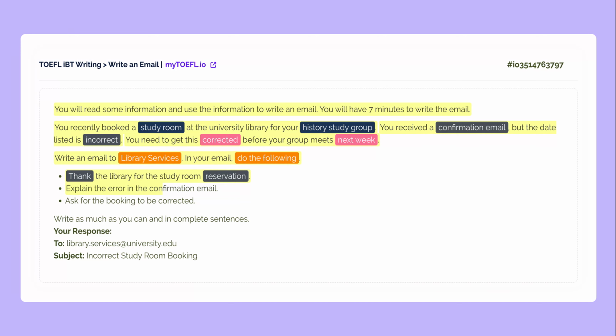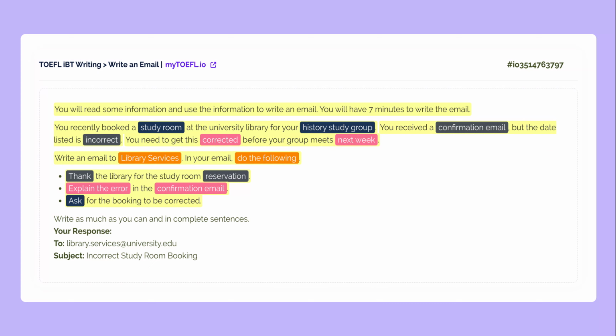Explain the error in the confirmation email. Next, you must explain the error. You need to be specific about what is wrong in the confirmation email. Providing clear details, like the wrong date versus the right date, shows the examiner that you can convey complex information accurately and logically. Ask for the booking to be corrected.